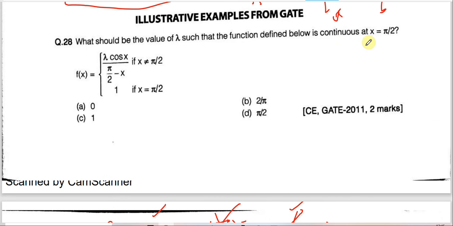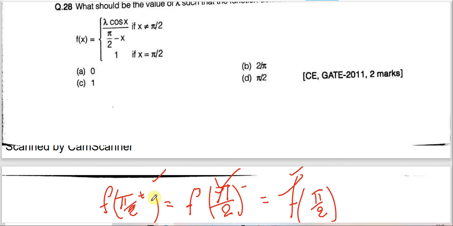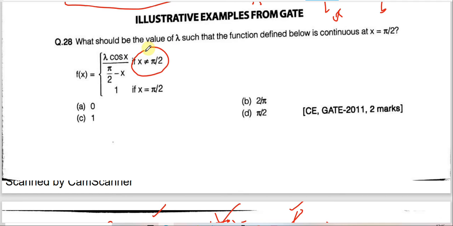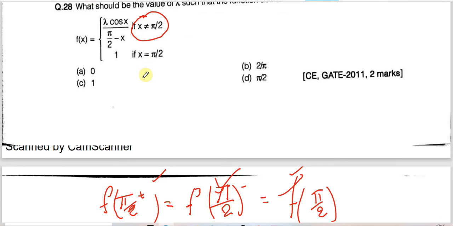The question is saying that it is continuous, so we will simply check f of pi by 2 plus and f of pi by 2 minus. These two are equal, because this function is given here. Whatever be the value of x other than pi by 2, the function will be lambda cos x upon pi by 2 minus x. So simply put x equal to pi by 2 for this LHL and RHL. Then it comes out to be 0 by 0 form.